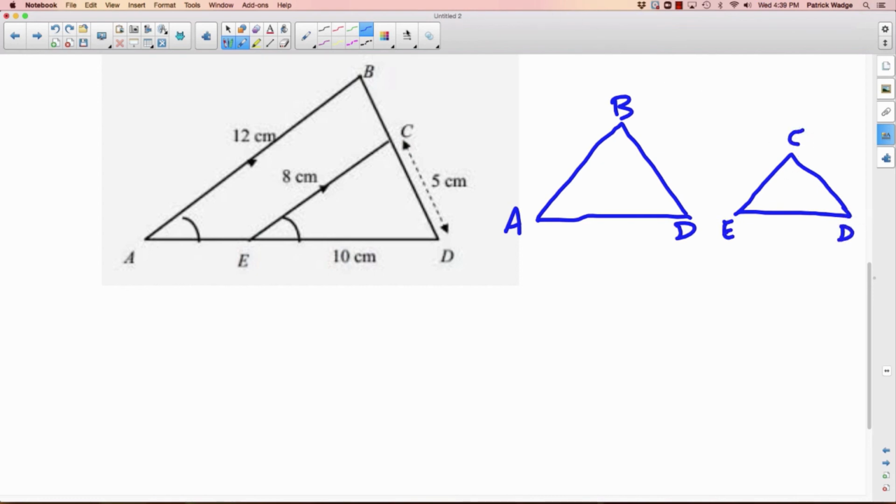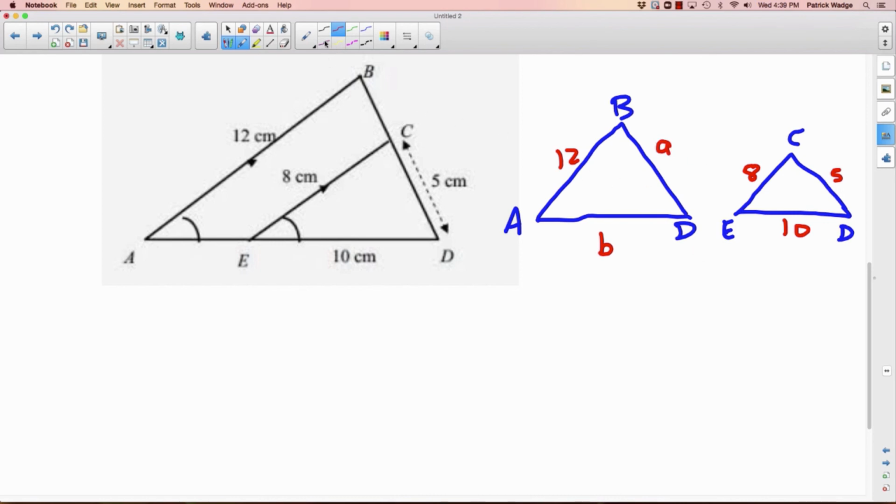ECD. What lengths do we know? On the big one, we know this is 12, and that's it. In the small one, we know this one's 8, and this one's 10, and we know that this one's 5. Okay, once you've drawn it like this, it's not bad. It just becomes a simple looking question. So this is why I recommend doing it this way. I guess this side would be b, and this side would be a, and away we go.